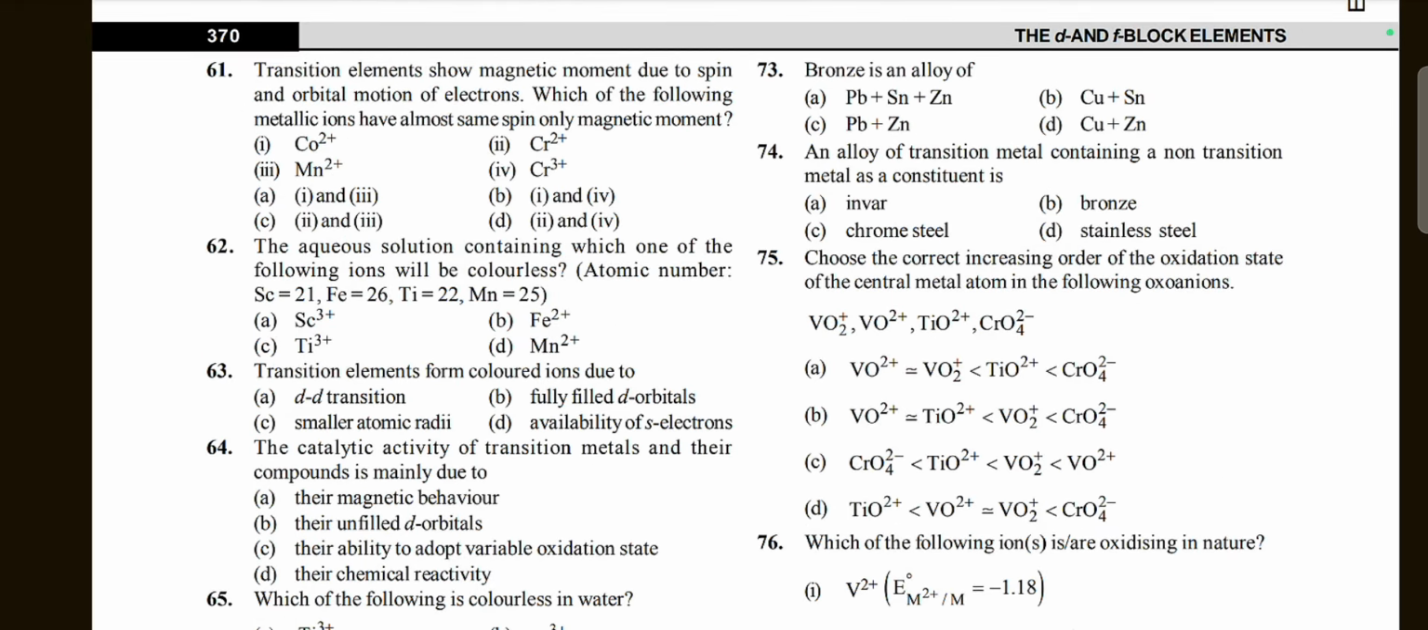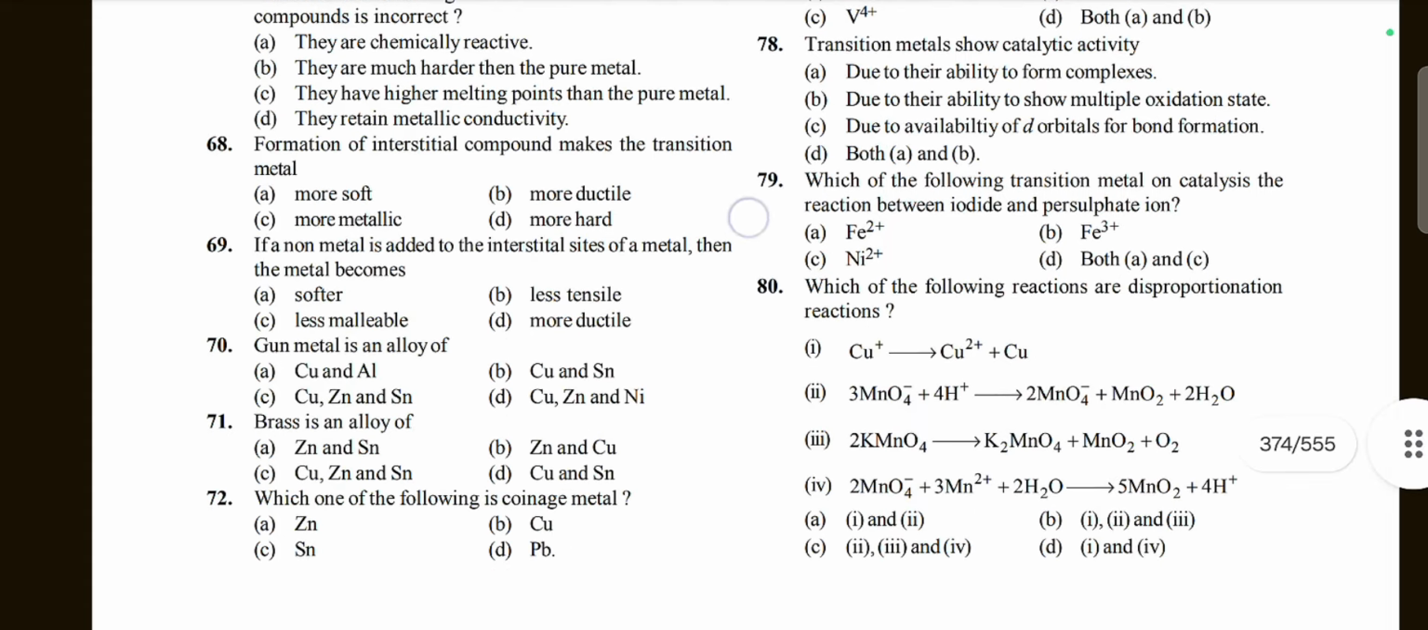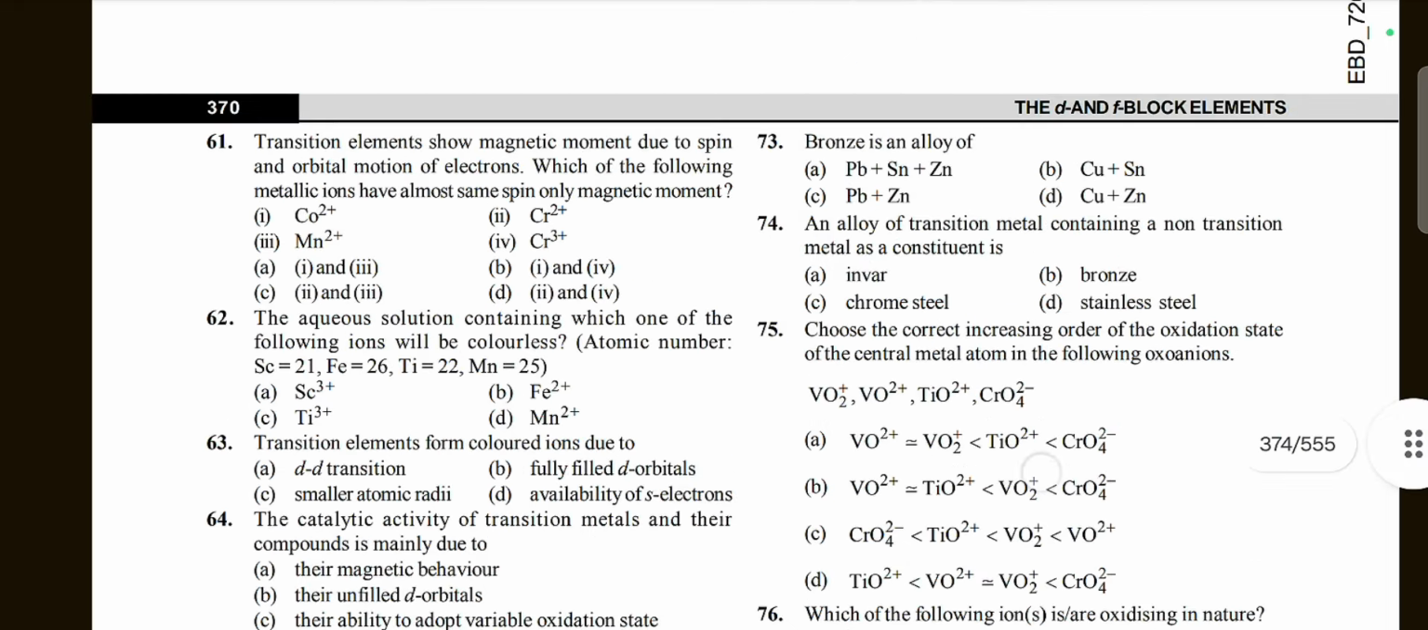Bronze is an alloy of copper and tin. So option B will be the answer. I skipped question 71. Brass is an alloy of copper and zinc. Option B will be the answer. And bronze is an alloy of copper and tin.